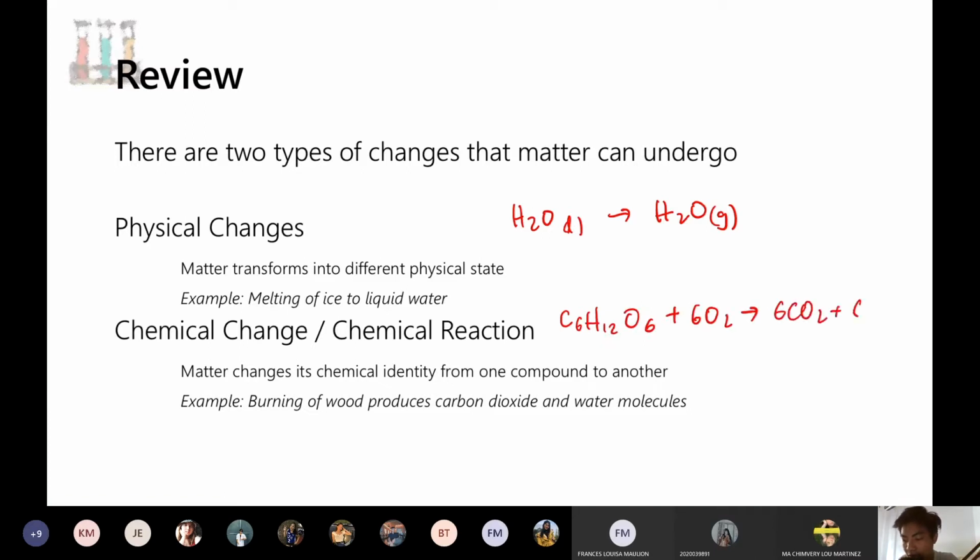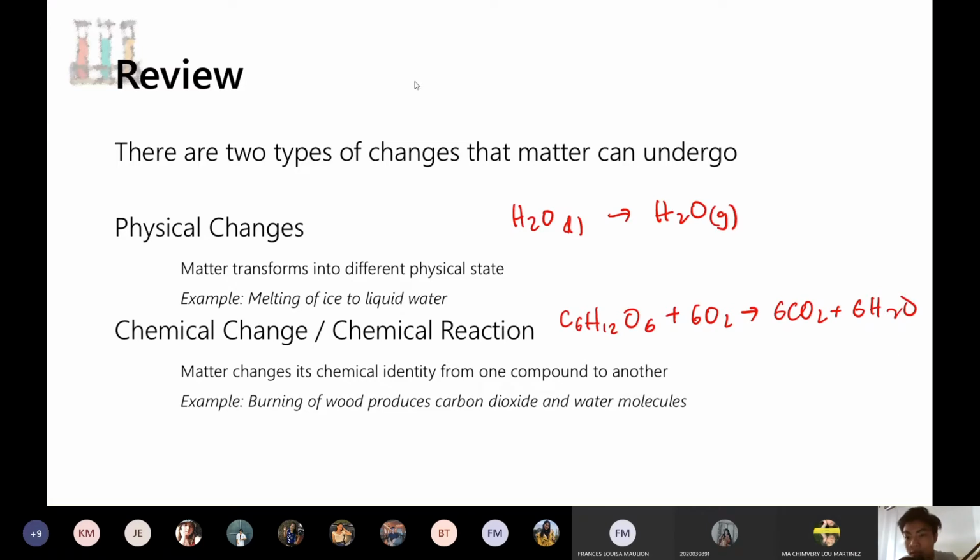6CO2, 6H2O. Okay. So for example, the glucose you take into your body, they will be then converted to carbon dioxide and water molecules, no? In a process called cellular respiration. So after doing glycolysis, Krebs cycle, electron transport chain, yung glucose nyo from your food, no, from the carbohydrates you eat, magiging carbon dioxide and water lang din.